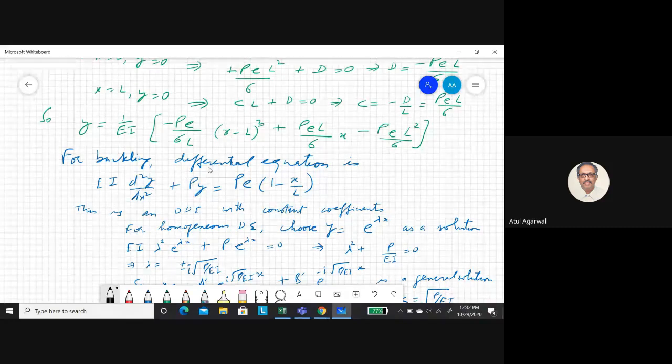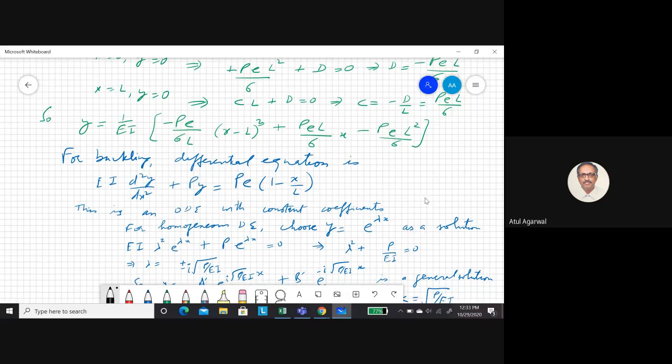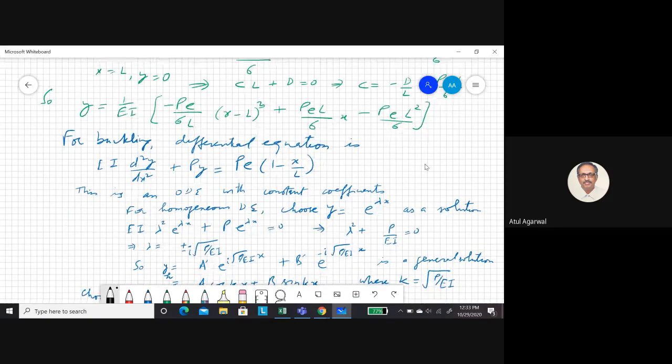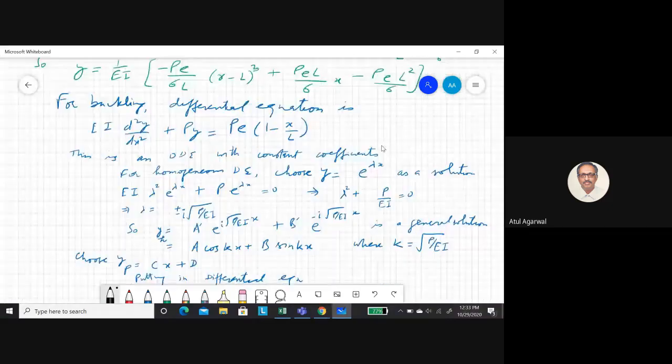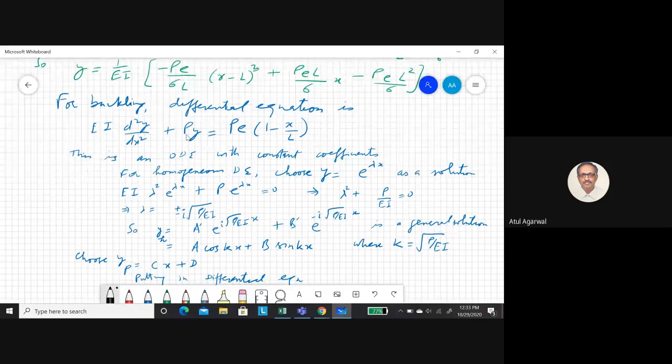So for buckling, this is called the situation of buckling. You applied a compressive load to the column, and the column deflects, and whatever is your axial load, with the increasing deflection, it causes increasing bending moment. So this is some non-linear situation. More the deflection, more the bending moment, more the bending moment, more the deflection. You see. So this is an ordinary differential equation with constant coefficients.